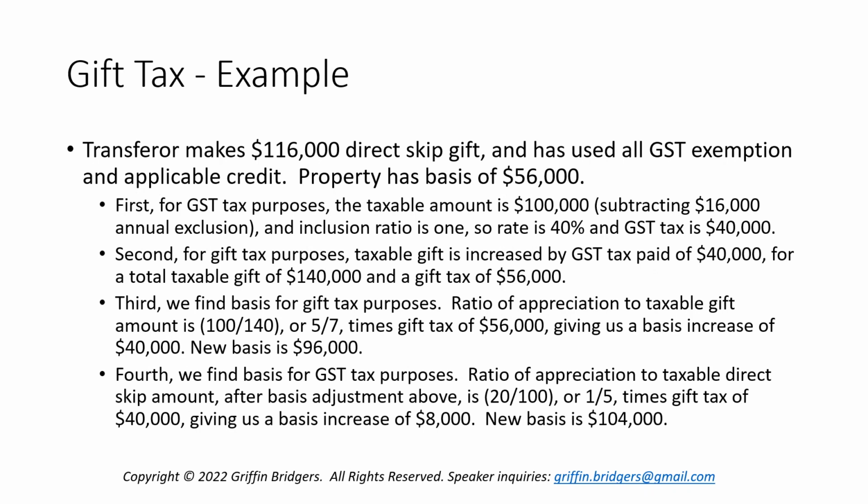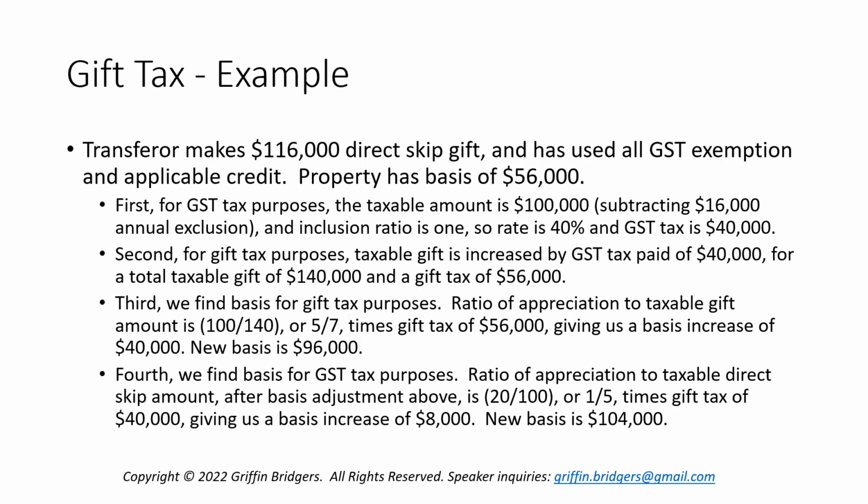First, for GST tax purposes, our taxable amount is going to be $100,000. We subtract the $16,000 annual exclusion from the $116,000 direct skip to get a $100,000 taxable direct skip. And since we've used our GST exemption, we're going to have an inclusion ratio of 1. So our rate is going to be 40%, and our GST tax is going to be $40,000 on that direct skip. Second, we looked at the gift tax effect. So remember, our taxable gift is increased by the GST tax paid, which was $40,000.